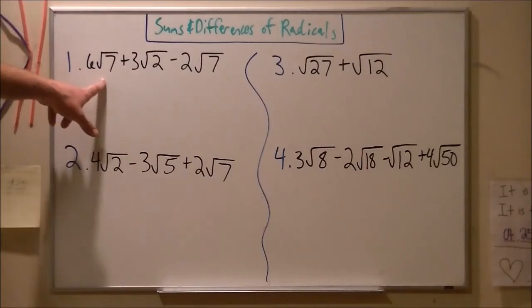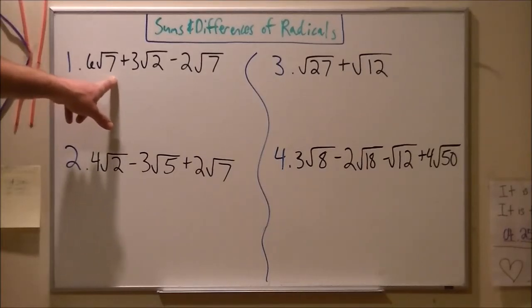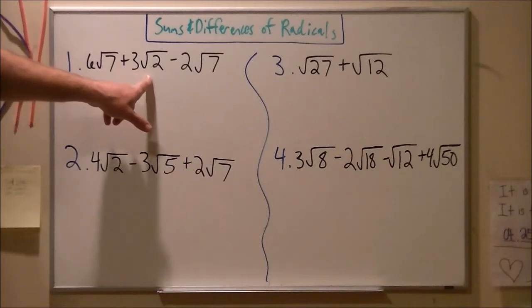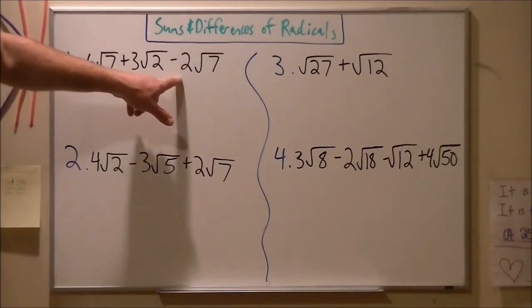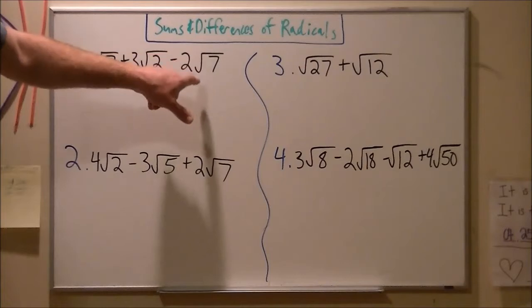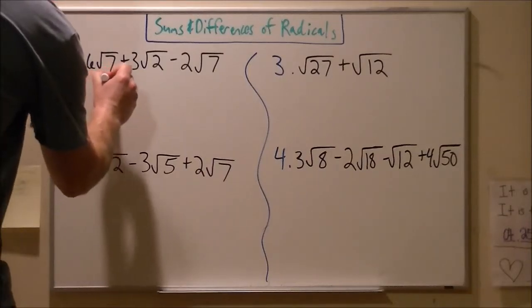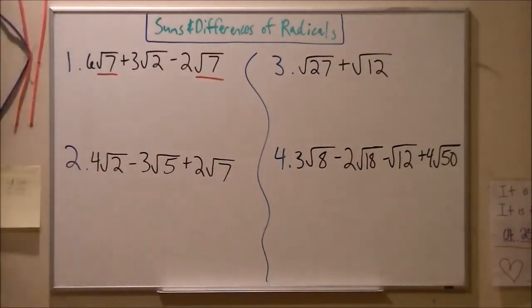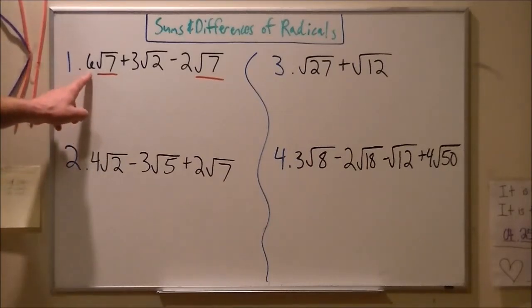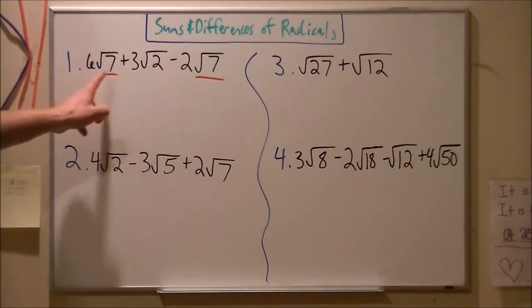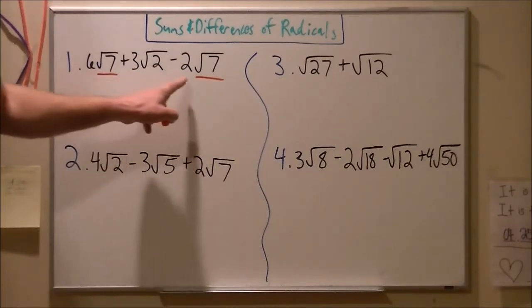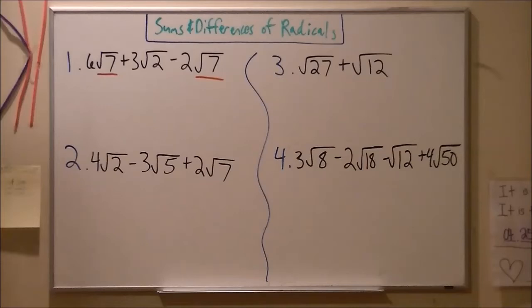When you have something like 6 times the square root of 7 plus 3 understood times the square root of 2 minus 2 understood multiplied times the square root of 7, I want you to look at something. There are 2 square root numbers that are the same. And because of that, we can add or subtract, depending on the signs, the numbers that are in front of those. Okay? So let's do exactly that.